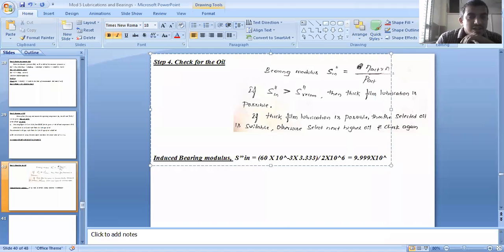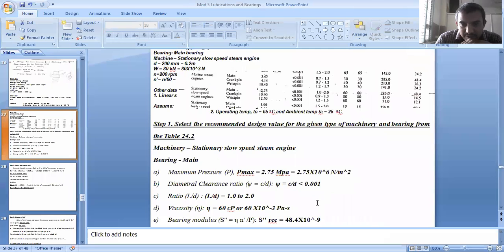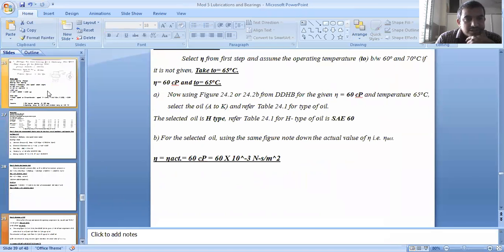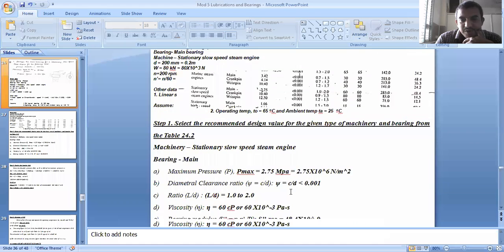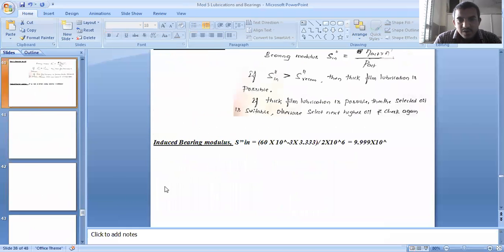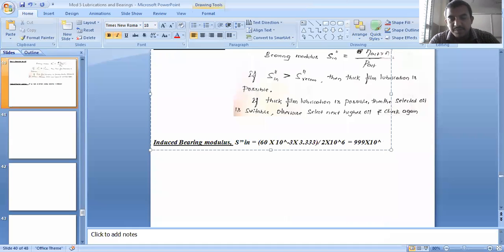Keep it in the recommended value's units. The recommended value is in 10 to the power of -9, right? Let's keep it in 10 to the power of -9. What is the value you got? I got 10 raised to minus 8, sir. Yeah, keep it in 10 to the -9. So 99.99 into 10 to the power of -9. Is it right? Yes, sir.